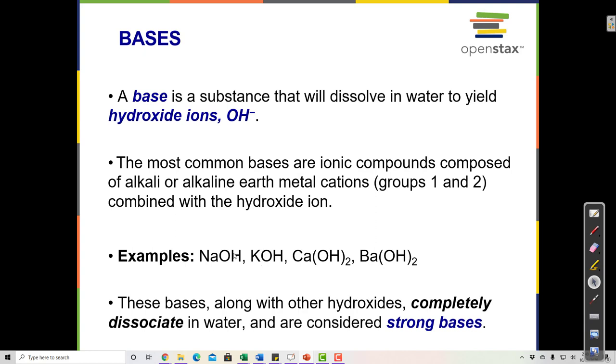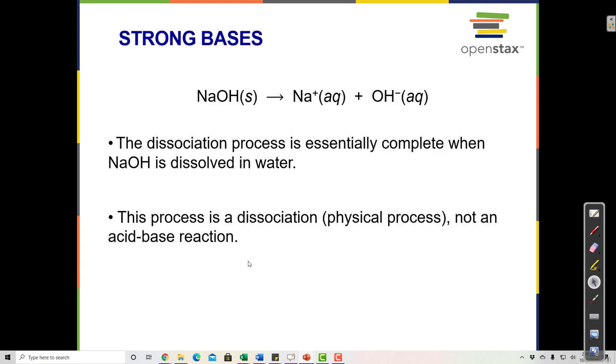So these bases are like strong acids. If I put a strong acid in water, it completely breaks apart and makes 100% H3O+. If I put any of these bases in water, they completely break apart and make 100% OH-. So these are strong bases. Just like a strong acid, 100% of this goes in, and when I'm done, I have 0% of this, and I have 100% of this. It's completely fallen apart.